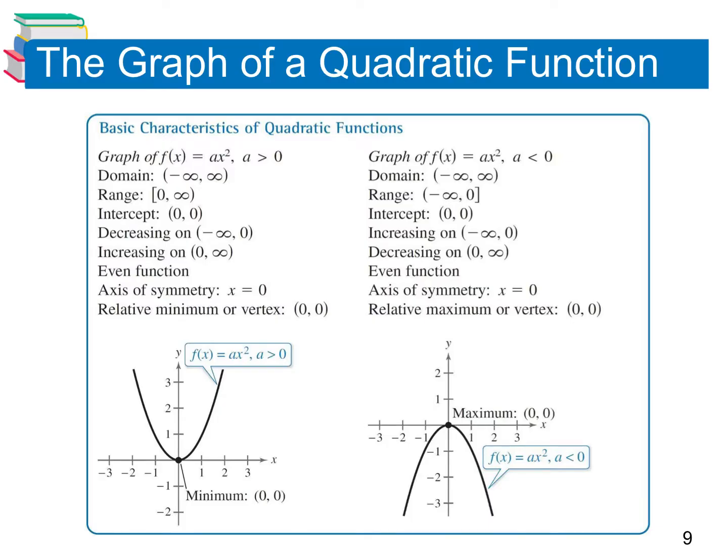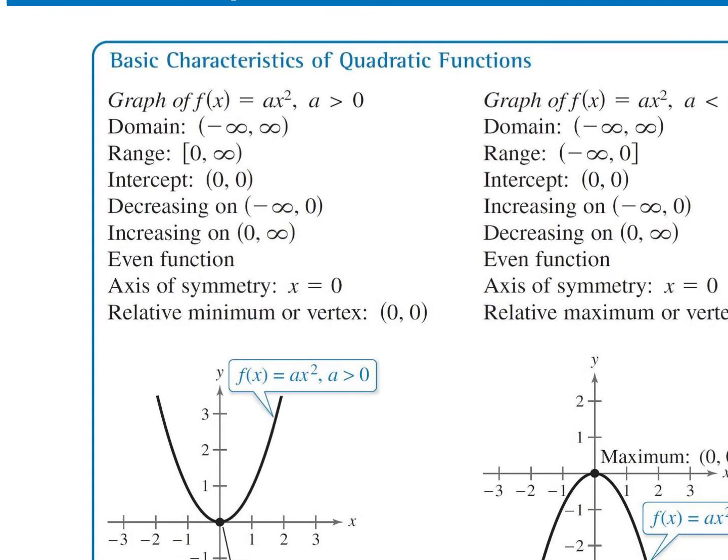All right, so here are basic characteristics of a quadratic function. When our leading coefficient is positive, so a is greater than 0, our graph is going to be a smiley face. It opens up. Your domain of a quadratic function is always all real numbers. Even if it opens down, your domain is always all real numbers.